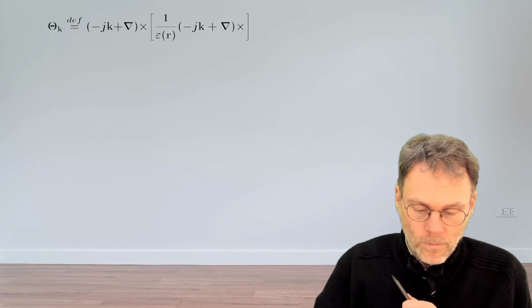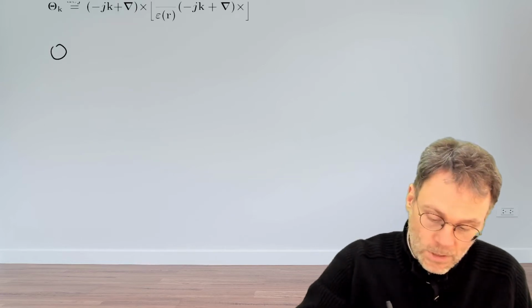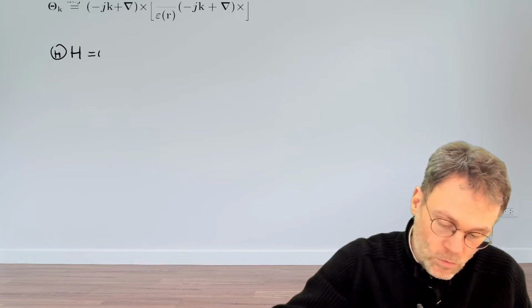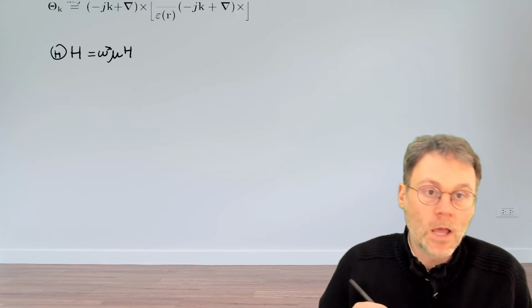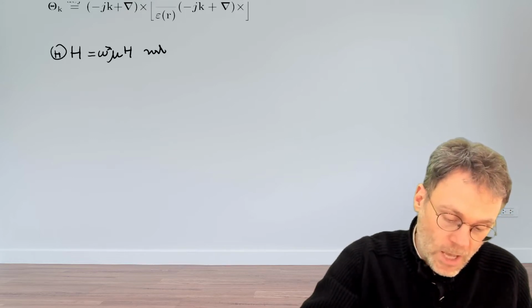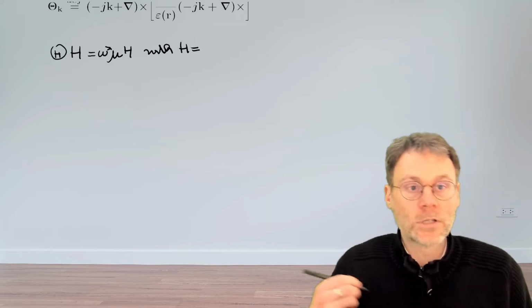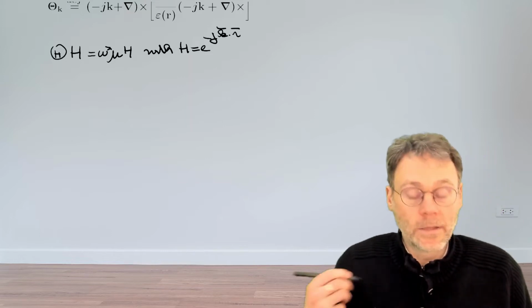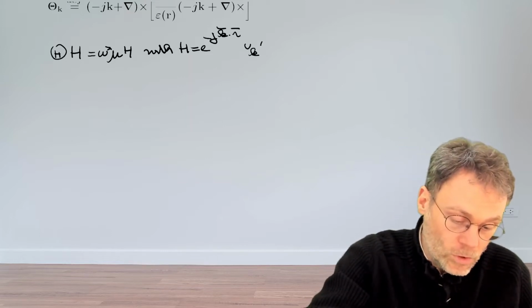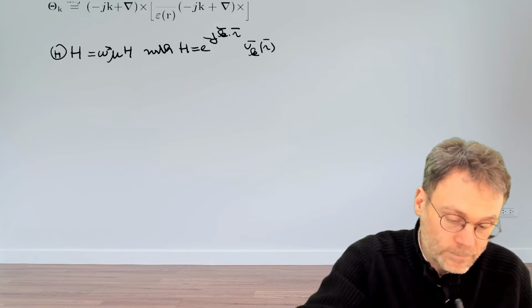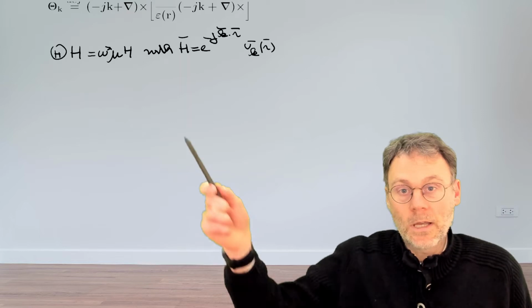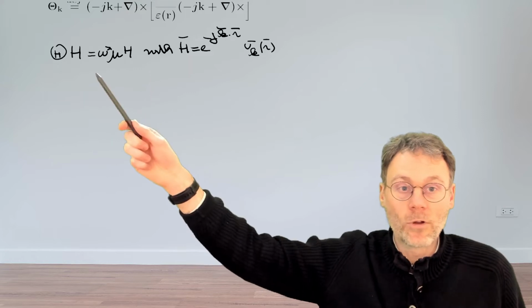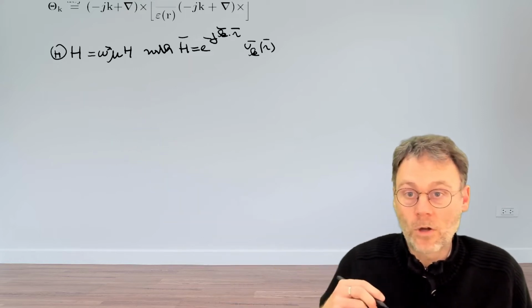Let's get started. Our starting point is, of course, the eigenvalue problem for Maxwell's equation. So that's theta h equal to omega squared mu h. But now in our particular case, h has a certain form given by Bloch's theorem. It's exponential minus jkr, and then times a periodic function, which we'll call uk of r. So the question is, if we have this particular form of h and we substitute that in this eigenvalue problem, what's the eigenvalue problem that comes out?